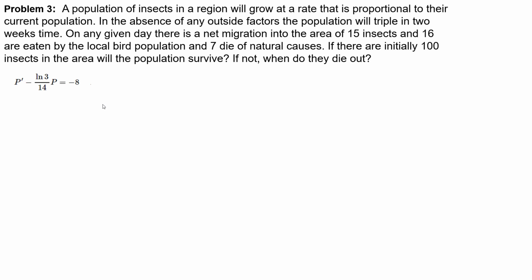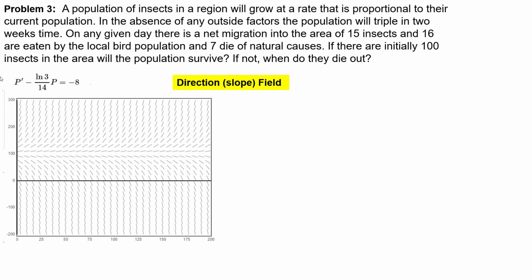So this is my general solution. We said if the population starts at 100, it will die. So my question to you was, what if the initial population was 105 insects? Would they also die? All right, so let's take a look at the direction field. I'm going to put P prime equals ln of 3 divided by 14P minus 8. This is what the direction field looks like.